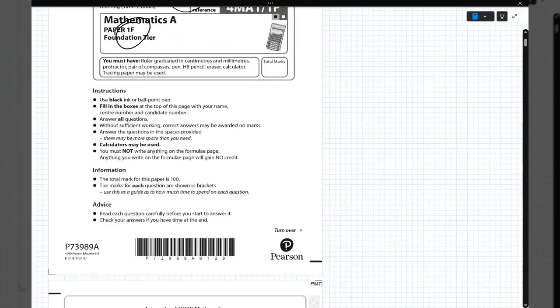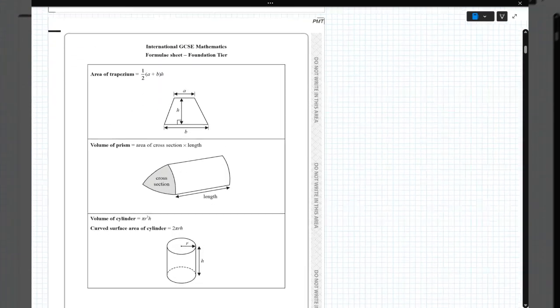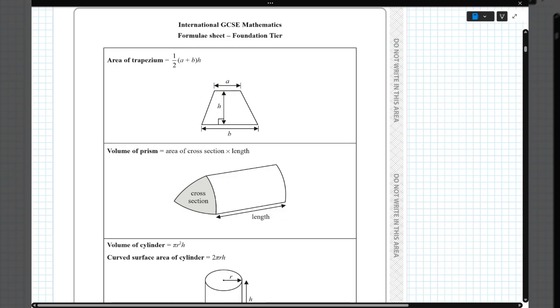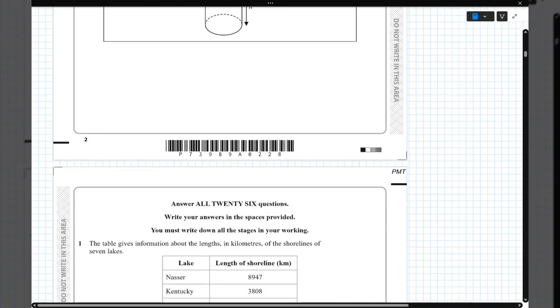Let me go full screen. Okay, there's our formula sheet. Make sure you're checking your formula sheet for your exams. Make sure you're aware of what's in there.